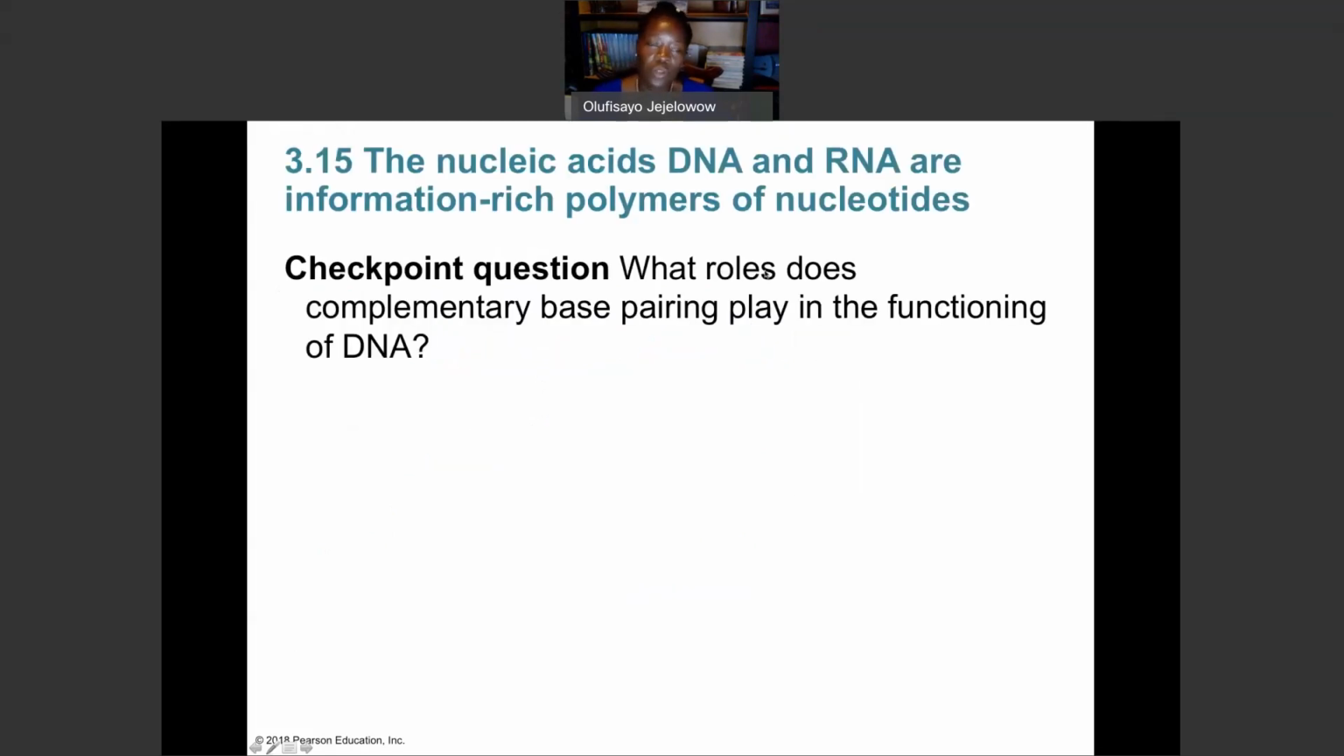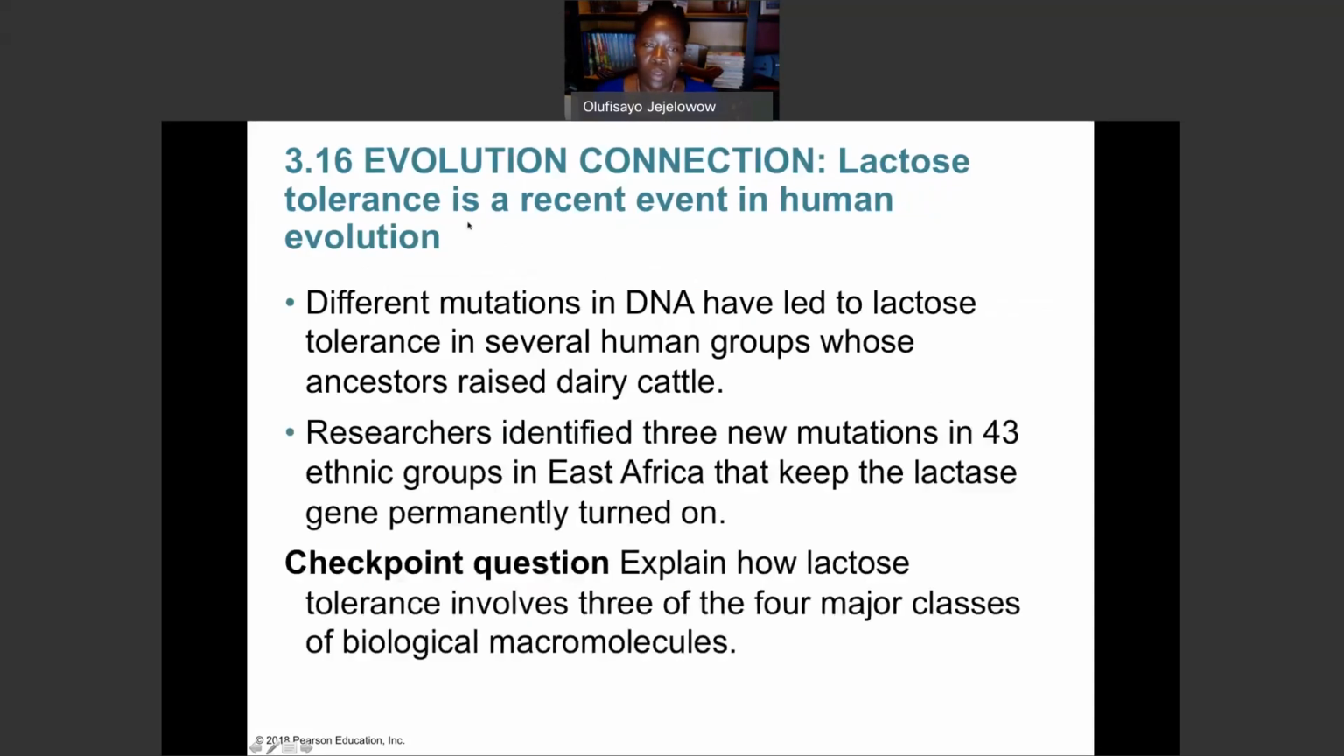Checkpoint question: what role does complementary base pairing play in the functioning of DNA? Explain how lactose tolerance involves 3 of the 4 major classes of biological molecules.